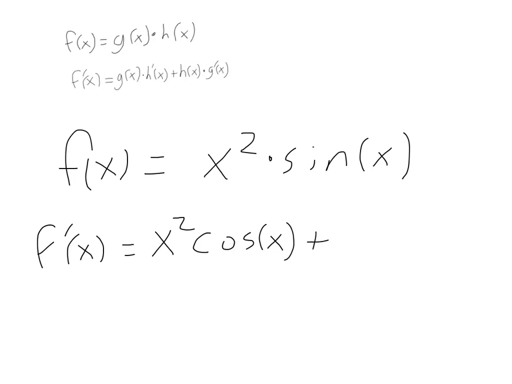And then I add it to the second function just by itself unchanged, sine of x, and then I multiply that times the derivative of the first function. And the derivative of x squared is also known as 2x.